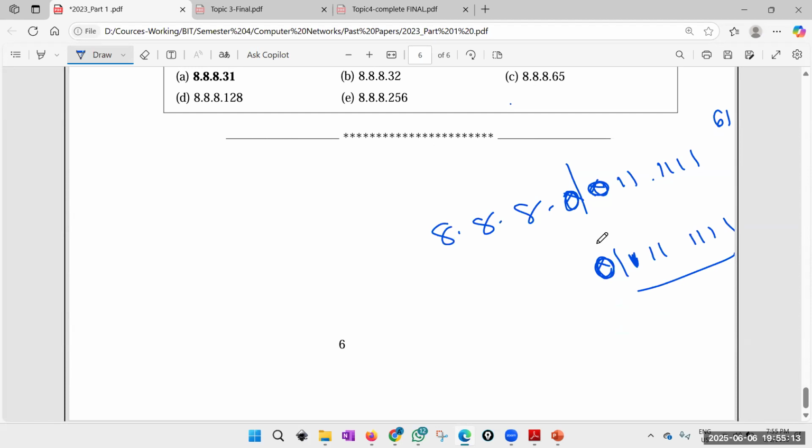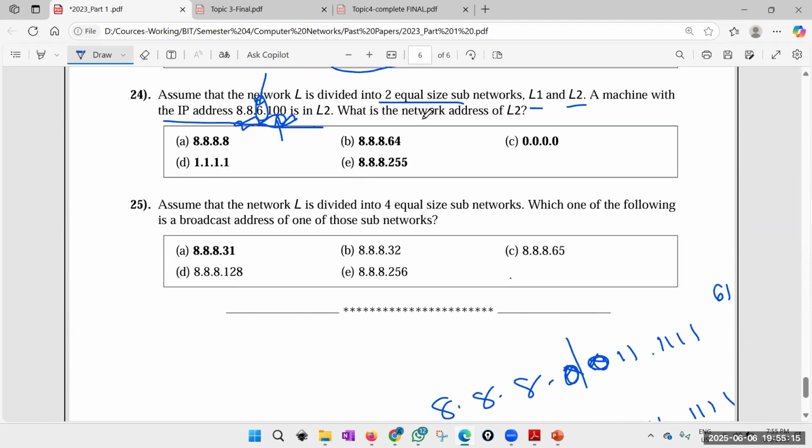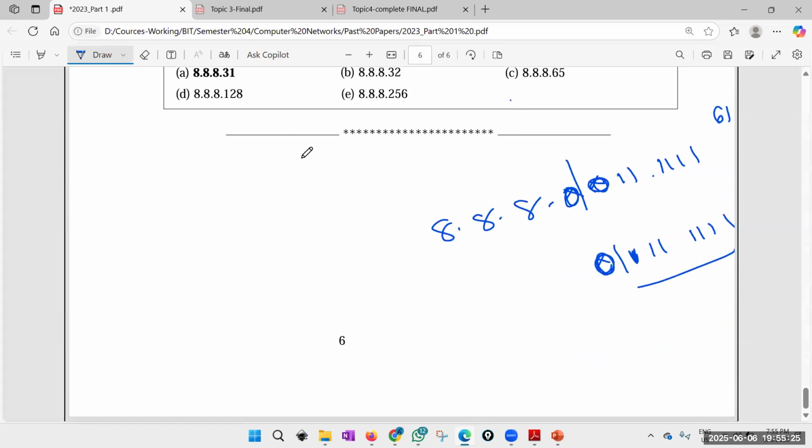So the question is, what is the network address of L2? Right. So this guy must be belonging to the second network. So its network address must be, 0 is given to this, 1 is given to this. Network address must be all zeros. This is the network address of the second part because this machine must be in the second part.